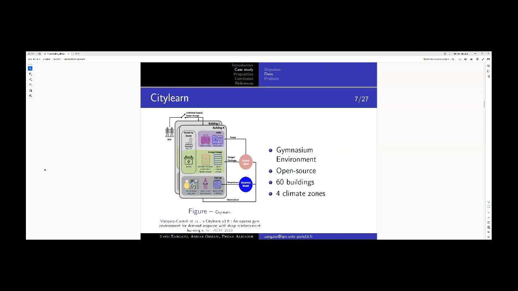So for the data, we use the CityLearn environment, which is a gymnasium environment. It's totally open source, and it encapsulates around 60 buildings that are located in four climate zones in the US. So it's real data of building consumption, and every building is specific. They have different heating and ventilation appliances. They have for some storage devices, energy production systems, and so on. So we'll see that there are different types of buildings, such as residential buildings, non-residential buildings. There are also factories. So there's a large panel of different buildings.